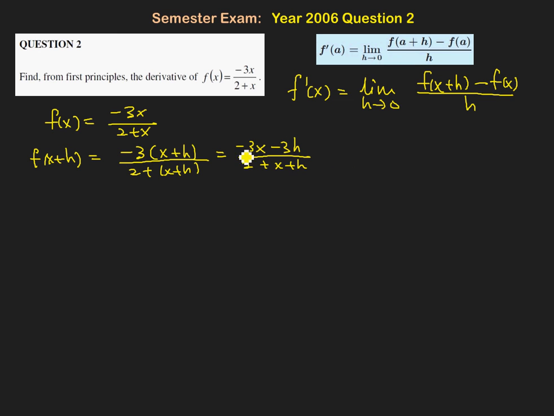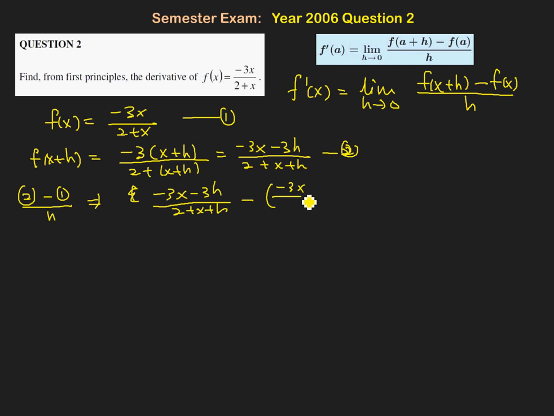So you have these two, and now we're going to perform again more algebra. Do this one, and you're going to divide by h. So essentially this thing, the 2 minus 1 over h is essentially this thing. So that will be negative 3x minus 3h over 2 plus x plus h minus this thing. Be careful of the sign. Okay, so whole thing divided by h.